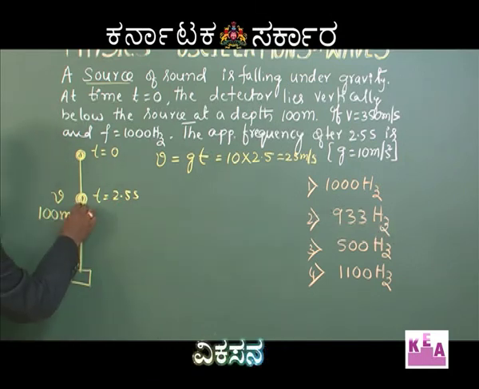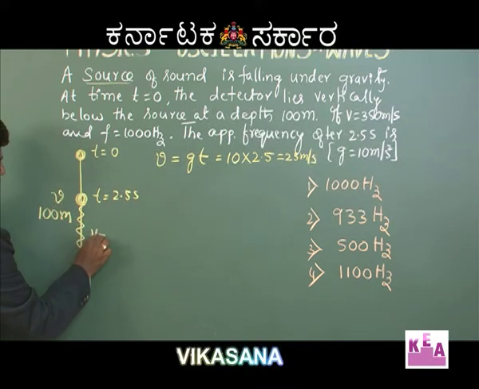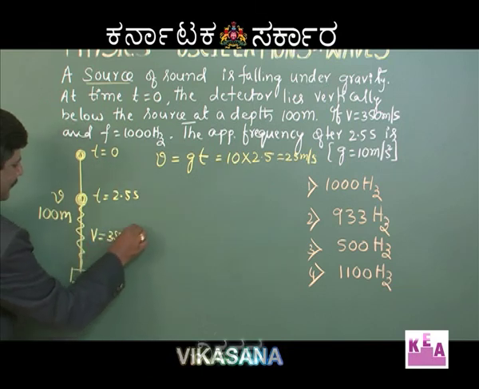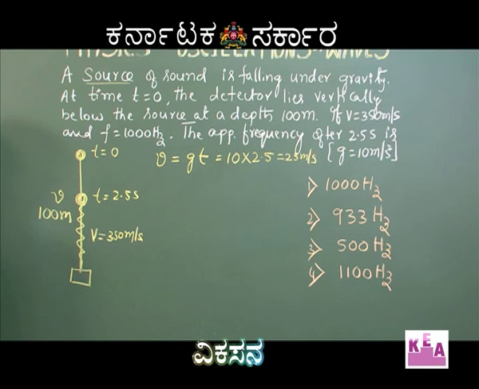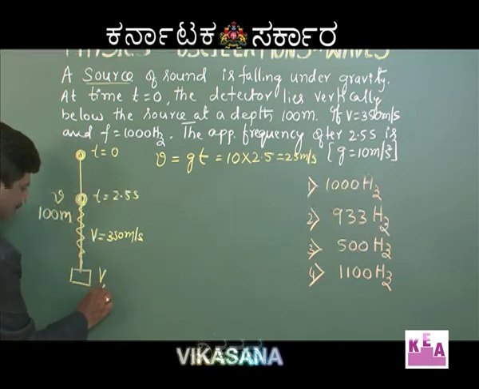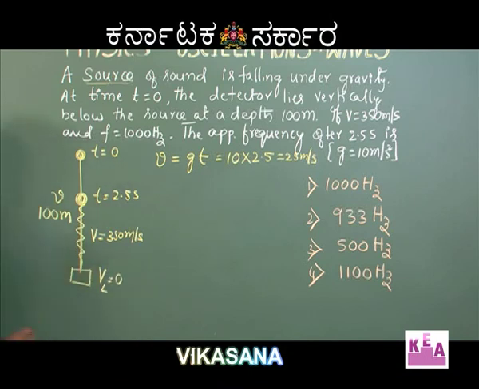So, at this instant, so this is the sound wave. It travels with a velocity v, that is also given 350 meter per second. The detector is at rest. Detector acts like a listener. Then the velocity of listener VL is taken as 0.